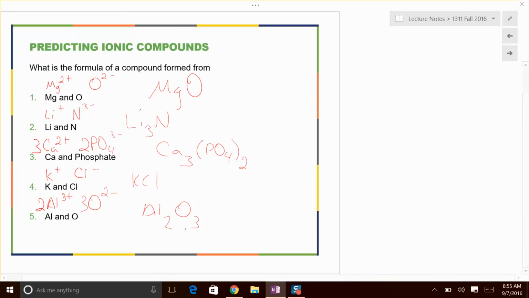I call it the switchy thingy. It's a technical term. So switchy thingy always works. Just switch this down, and it will tell you how many you need of each.